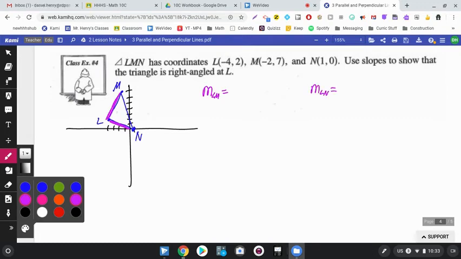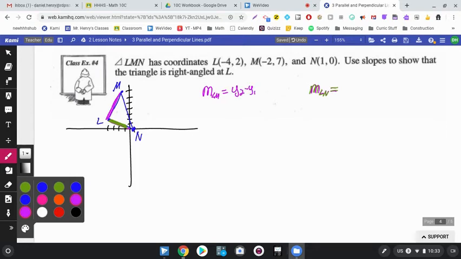If I can find both of those slopes, maybe I'll make them a different color so it's easier to talk about, and then they're perpendicular, then I know it's a right angle. Okay, so I'm going to test that. I don't have rise over run to count. I have to use the slope formula.